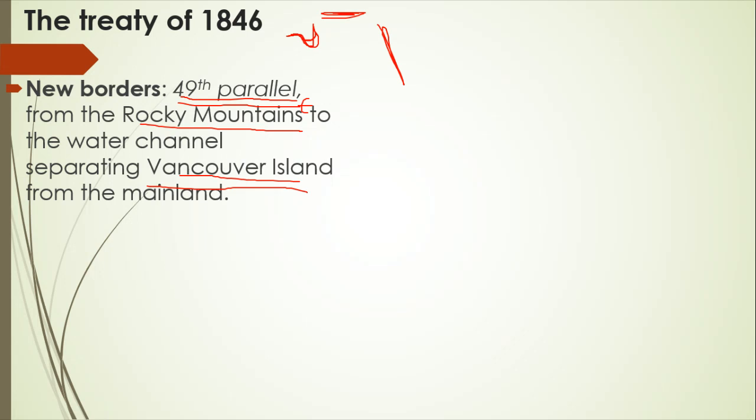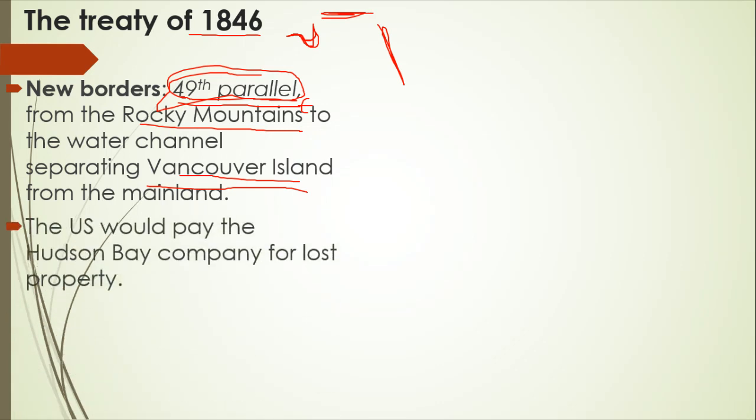And this is cool because the 49th parallel, that is our current border with the nation of Canada, right? So we're starting to get the answer to the question of how does Washington State end up with the current borders that it has? Well, the first answer to that question is the Treaty of 1846. That's how we got our northern border right here.